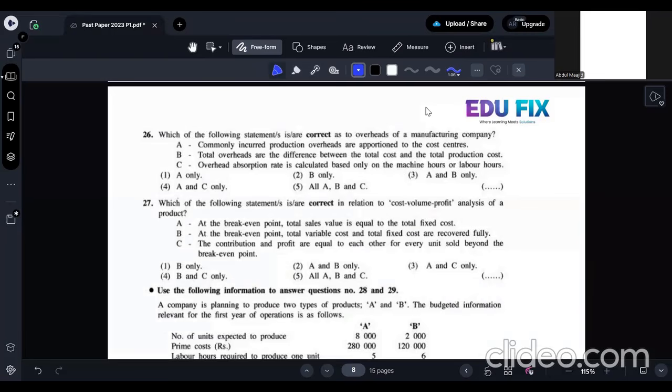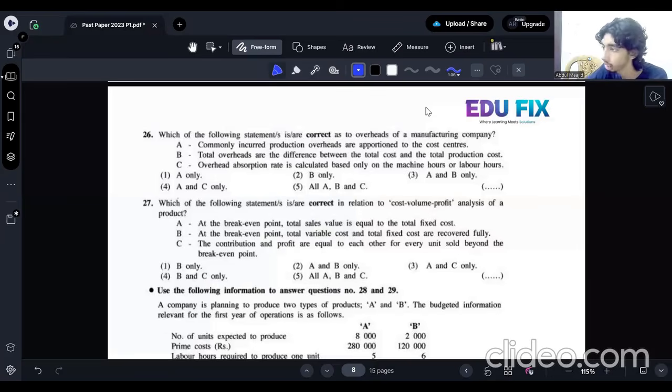You will divide it to the cost centers based on a relevant basis. Like electricity, you will divide based on kilowatt hours. The rent you will divide based on floor area, likewise. So A is correct. B, total overheads are the difference between total cost and total production cost.